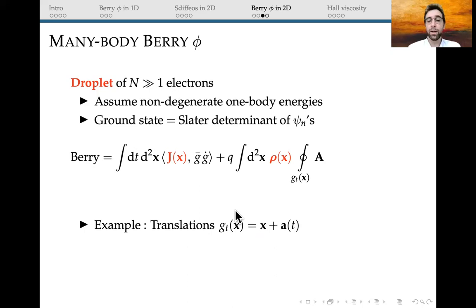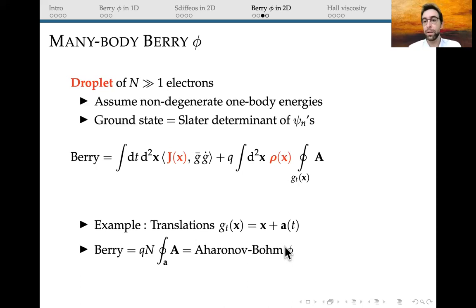So you plug these in, you compute these log derivatives, and you find that the current term vanishes. It's a total derivative, and only the density contributes. In fact, the density gives rise to this factor of n, and you find that the Berry phase is just n times an Aharonov-Bohm phase. So this makes perfect sense. We have now just recovered the fact that if we translate our droplet, we indeed recover n times the Aharonov-Bohm phase, which should indeed be the case.